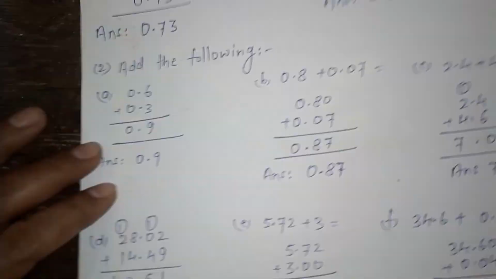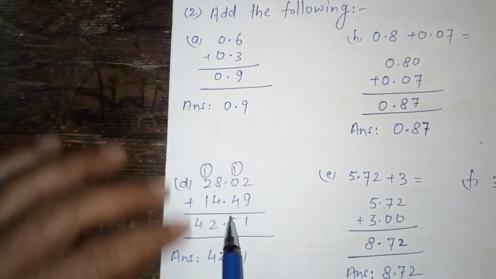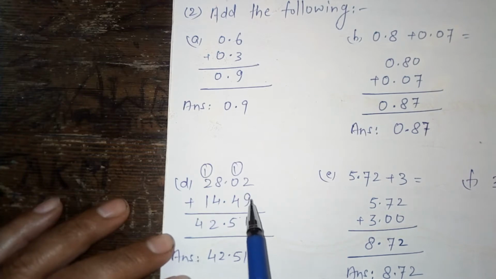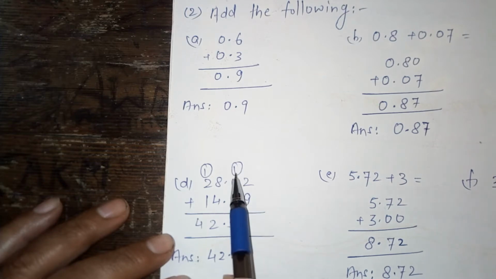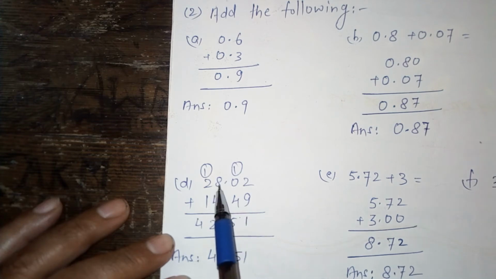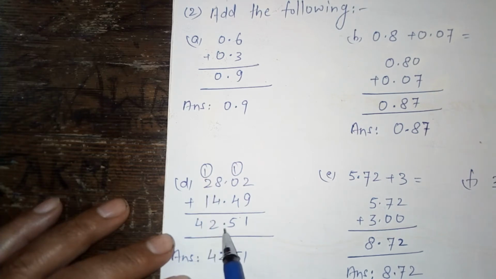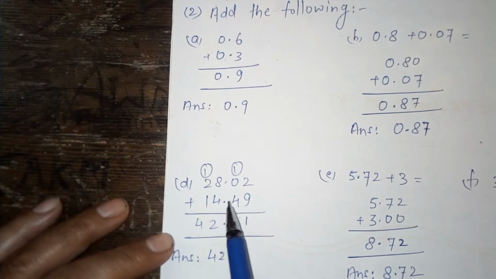Okay, and your next question is 28.02 plus 14.49. After adding we will get 2 plus 9, it will give you 11. In 11 this is 1 and 1 is carry over. 1 plus 0 is 1, 1 plus 4 is 5. Okay, 8 plus 4 is 12, 2 and carry over is 1, 1 plus 2 is 3, 3 plus 1 is 4. Answer is 42.51. This is the required answer of the given question.